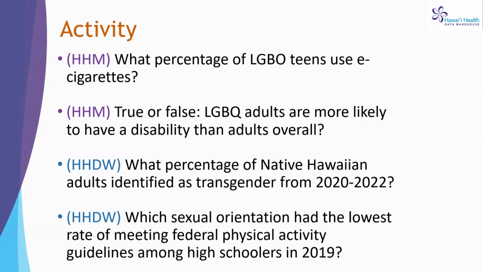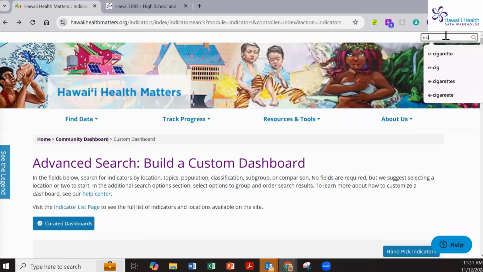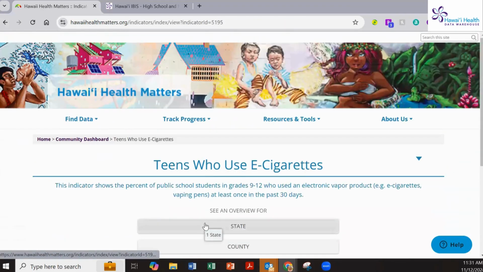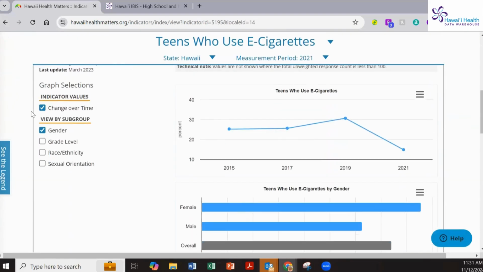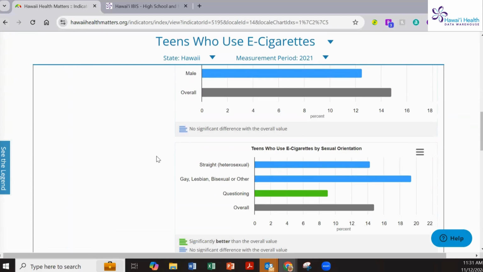All right, let me go ahead and go through the questions. So starting with Hawaii Health Matters, the first question, it says, what percentage of LGBTQ teens use e-cigarettes? So we're going to go to Hawaii Health Matters. We're going to search for e-cigarettes. And we'll see teens who use e-cigarettes. We're going to look at the state value. And we're interested in looking at it by sexual orientation. So we click this button here, and now we can see the data by sexual orientation. So the percentage of gay, lesbian, bisexual, and other teens who use e-cigarettes is 19.4%.